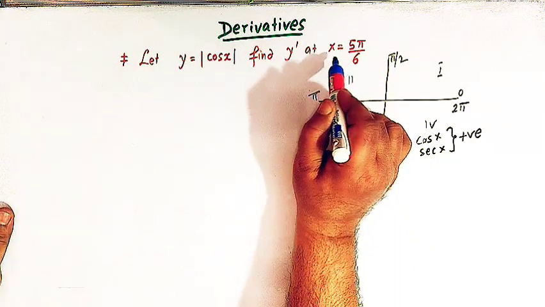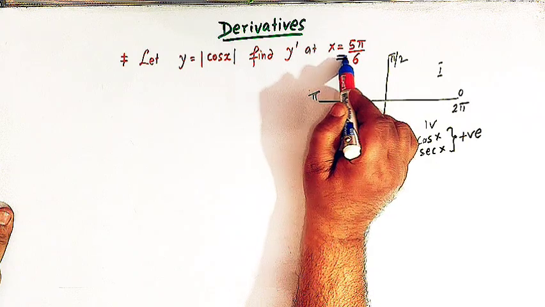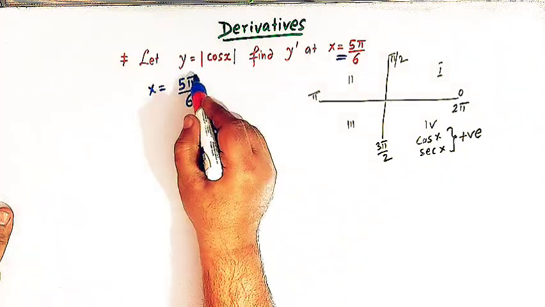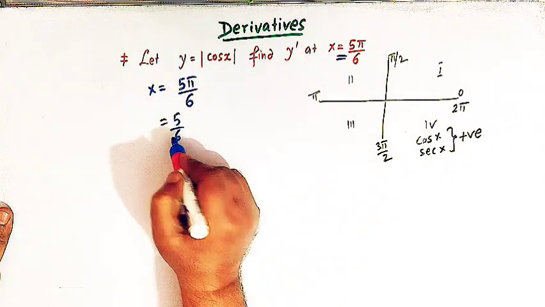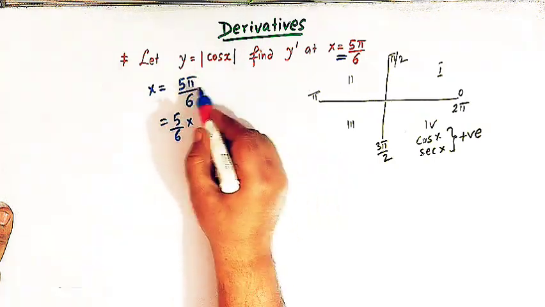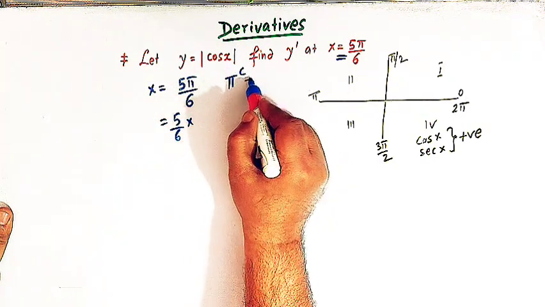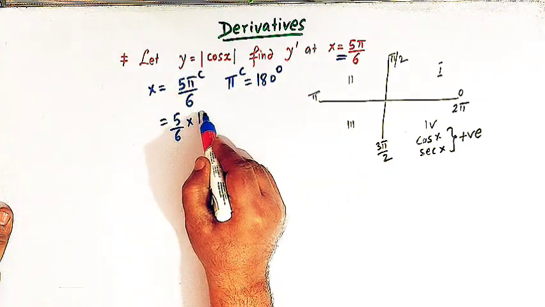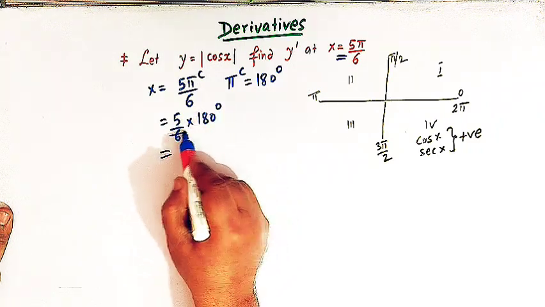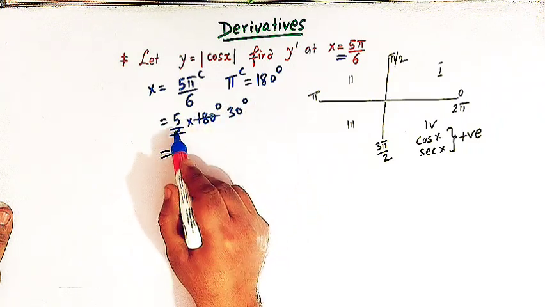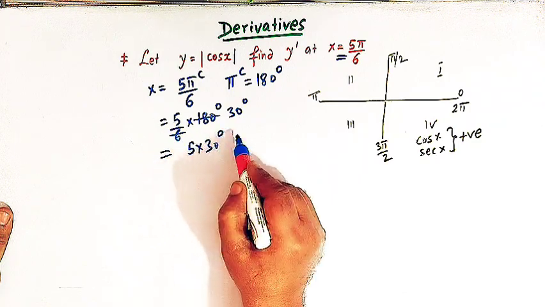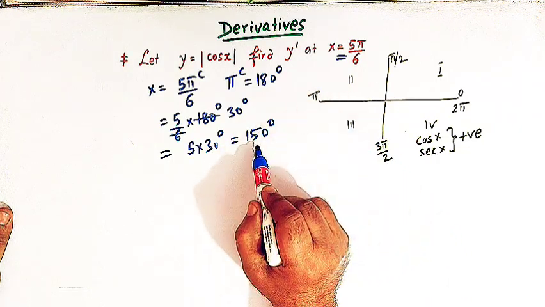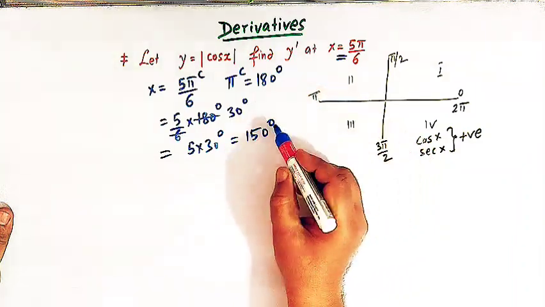Here we have to find the derivative of y at x is equal to 5 pi over 6. Now this angle is in radians, so let us convert it into degrees using the relation pi radians is equal to 180 degrees. So pi over 6 is 30 degrees, and here we have 5 times 30, that is 150 degrees. And 150 degrees falls in the second quadrant.